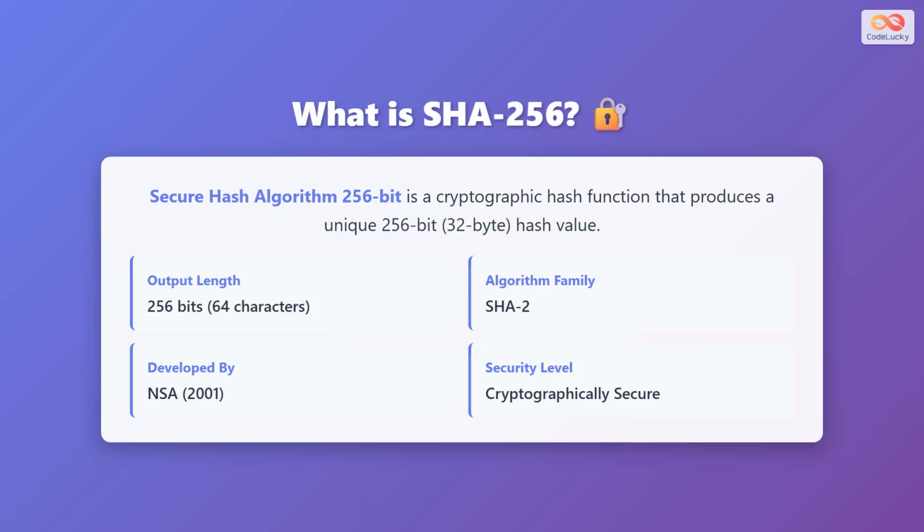SHA-256 stands for Secure Hash Algorithm 256-bit. It's a cryptographic hash function that produces a unique 256-bit hash value, which is displayed as 64 hexadecimal characters. SHA-256 was developed by the National Security Agency in 2001 as part of the SHA-2 family of algorithms. It has become the industry standard for cryptographic security and is considered computationally secure against all known attacks. Bitcoin and many other blockchains rely on SHA-256 as their primary hashing algorithm.